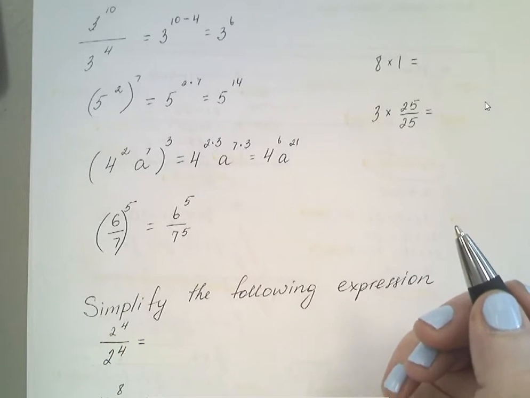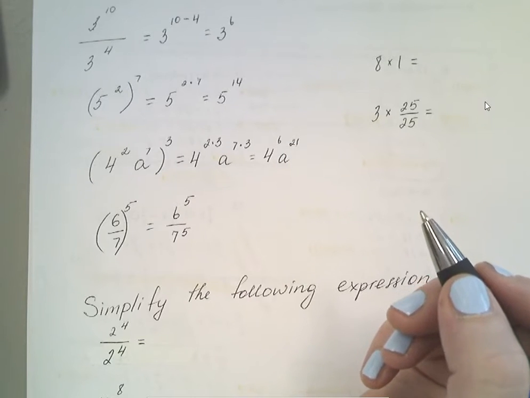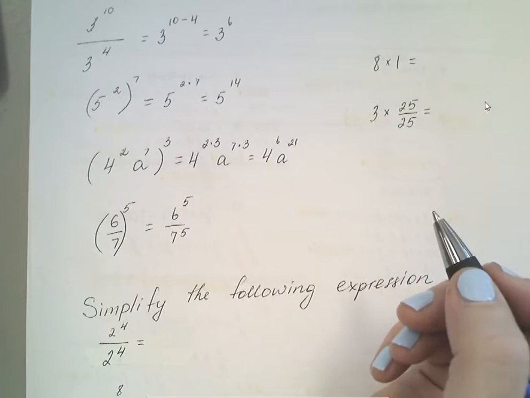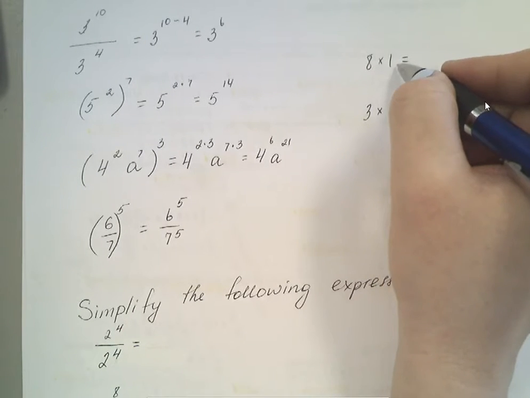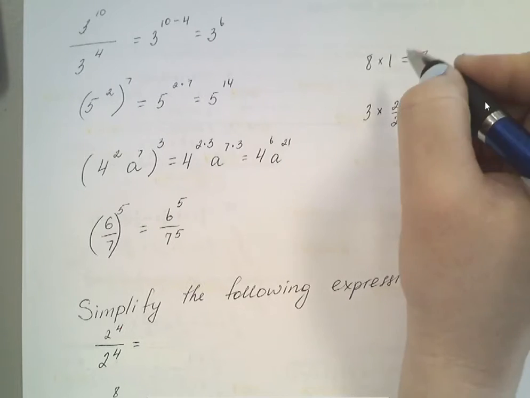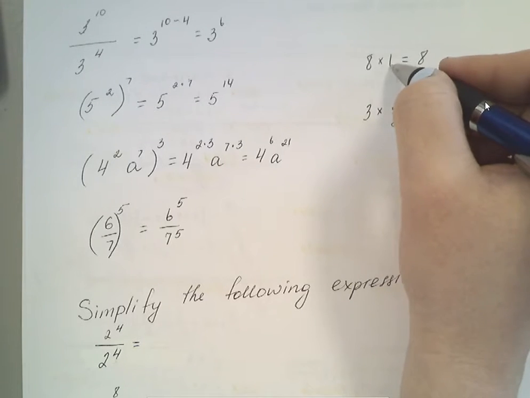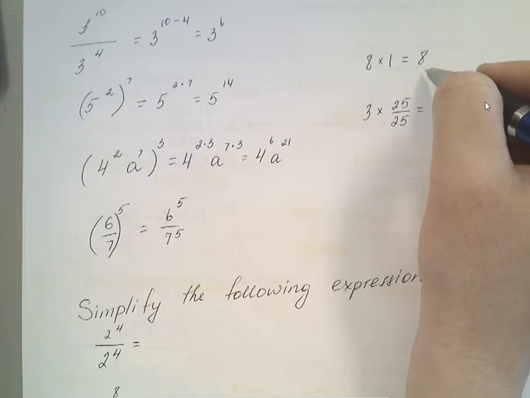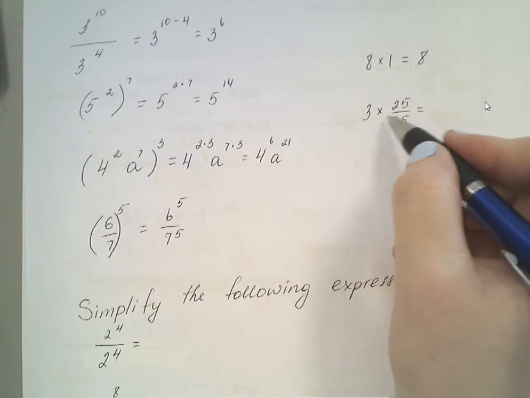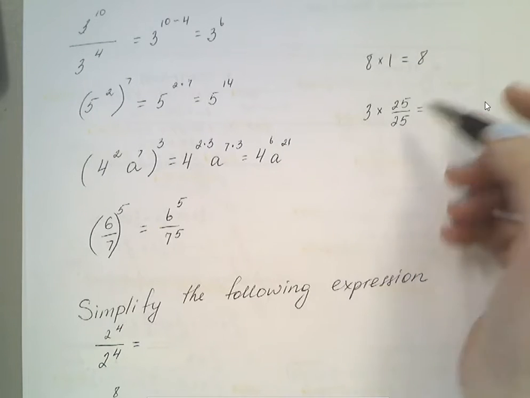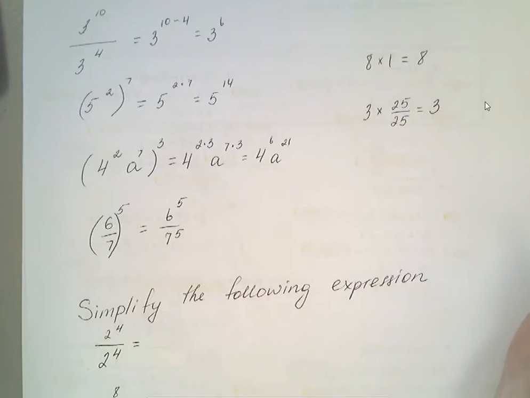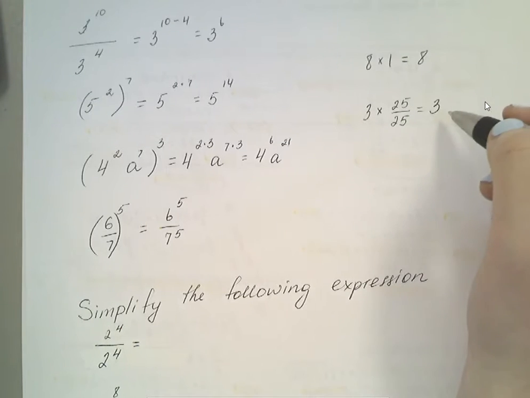Okay, now let's explore what that 0th power is from our lesson 4. From elementary school, we know that 8 times 1 equals 8, right? So when we multiply a number by 1, that equals that same number. If I have 3 times 25 twenty-fifths, 25 twenty-fifths is also a 1, right? And that was also going to be the number itself. In this case, it's a 3.